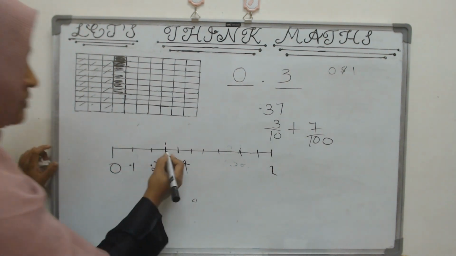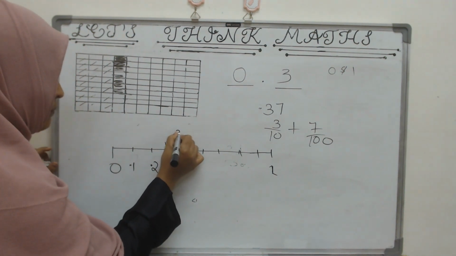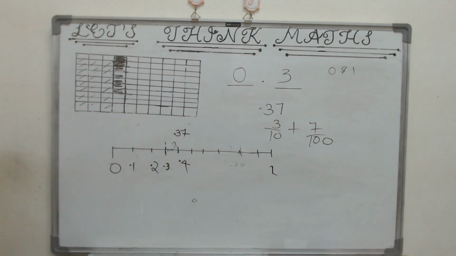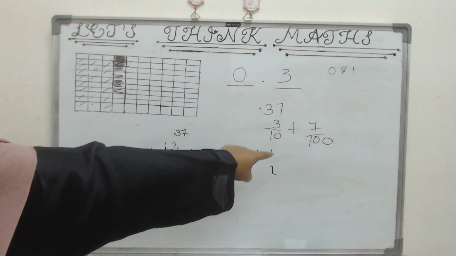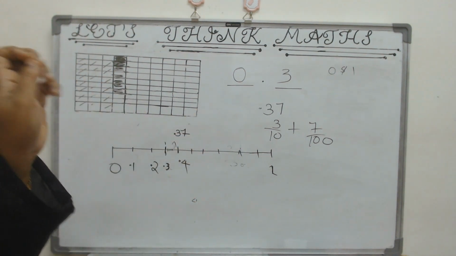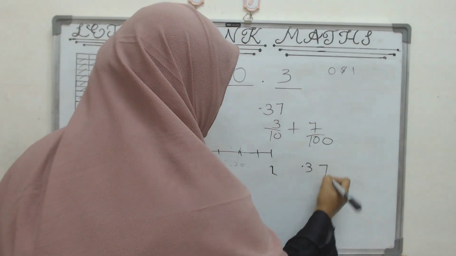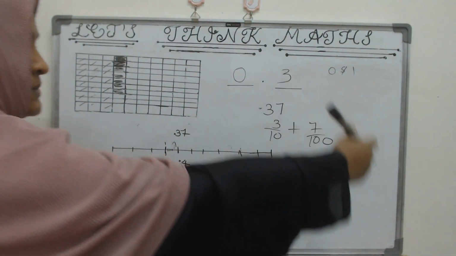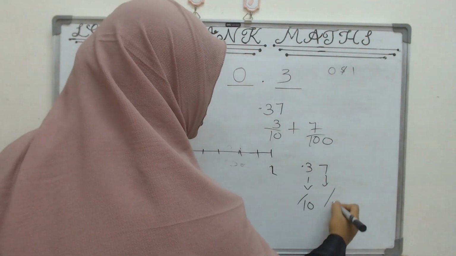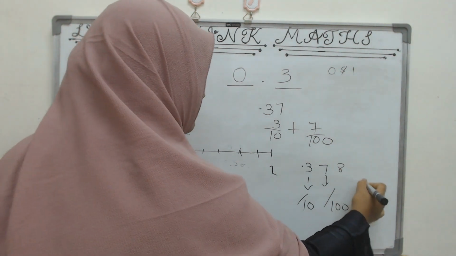So here, this will be 0.37. So you understand what is happening here? Whatever number comes immediately after the decimal point, that is in divisions of 10. This is in divisions of 10. Whatever comes after that is in divisions of 100. And whatever comes after that will be divisions of 1000.